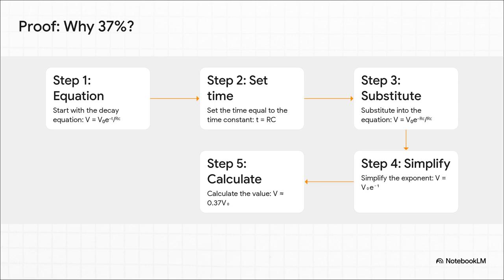Well, let's plug RC in for t. The RC on the top and the RC on the bottom cancel out, leaving us with e to the power of -1. And if you punch e to the -1, or 1 over e, into your calculator, what do you get? Yep, approximately 0.37. So after one time constant has passed, the voltage is always 37% of its original value. It's not random at all. It's built right into the physics.